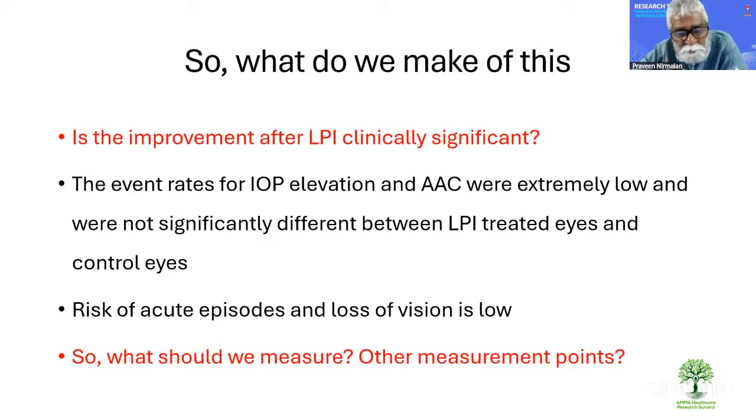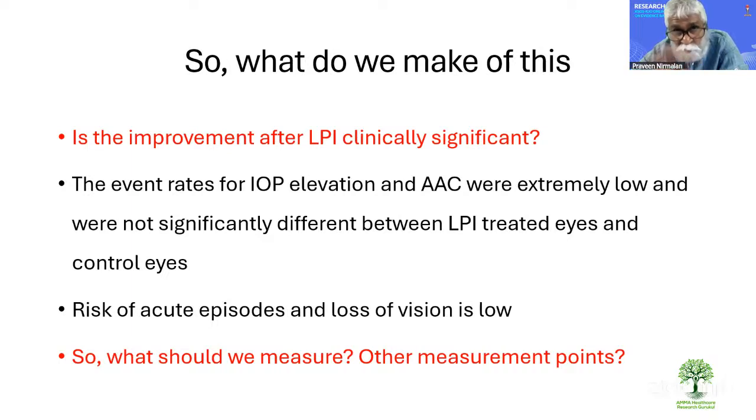The event rates for IOP elevation and AAC were extremely low and were not significantly different between LPI treated eyes and control eyes. So if IOP elevation and AAC rates are very low and they're not different between the LPI treated eyes and the control eyes, when we say here not significantly different, they're talking about a statistically significant difference. Consider, okay, these were the changes in IOP. These were the changes in AAC event rates. Is that clinically significant?